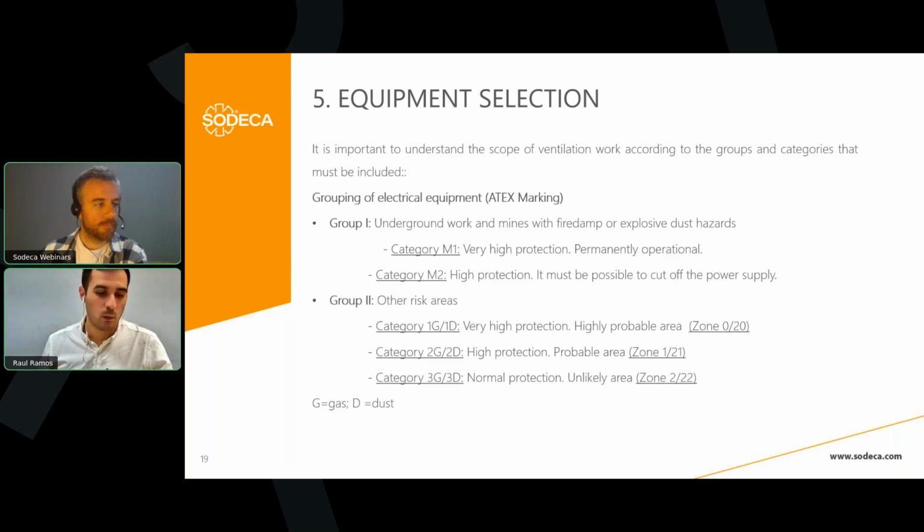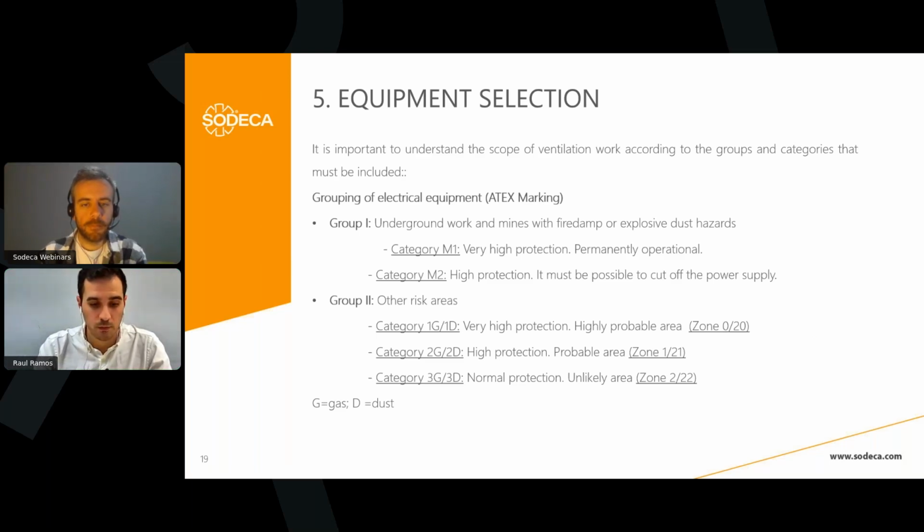So in the ATEX marking, we have for one side the group of electrical equipment, which is divided into groups. The group 1, which is for underground work and mines, which is divided in two categories of very high protection or high protection. And then we have the group 2, which is our interest, because it relates to other risk areas. For example, which is more common for us, for example, in warehouses.